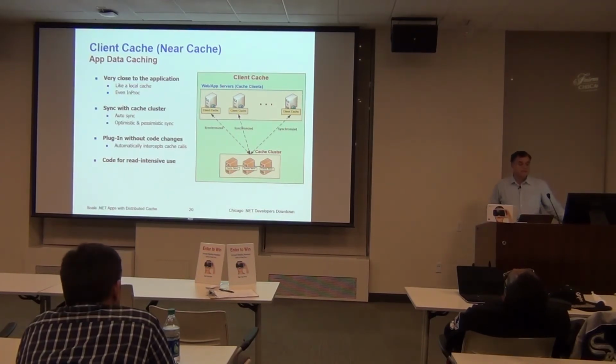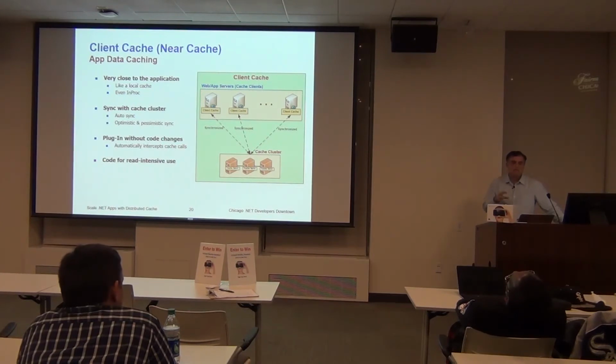NCache has this feature called client cache. Most of the Java caches have this. They call it near cache. Redis does not have this feature, by the way. And this is a feature where you actually keep a subset of this within the application process, in an object form. It's like a standalone in-proc cache. The only difference is this cache knows that it is part of an overall distributed cache infrastructure.